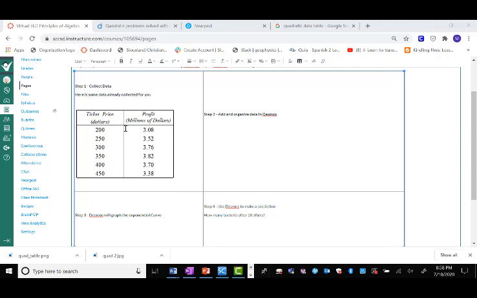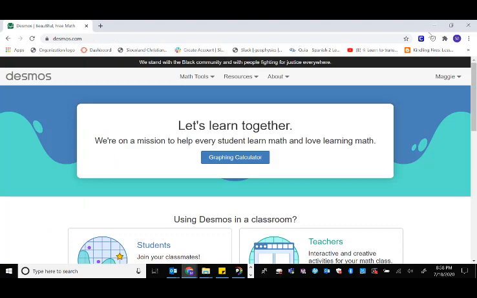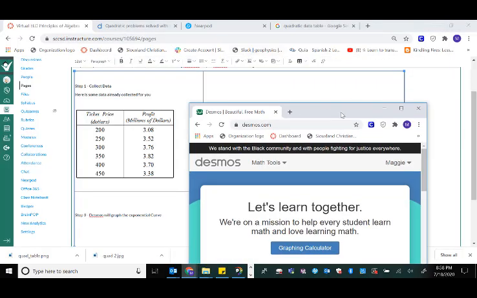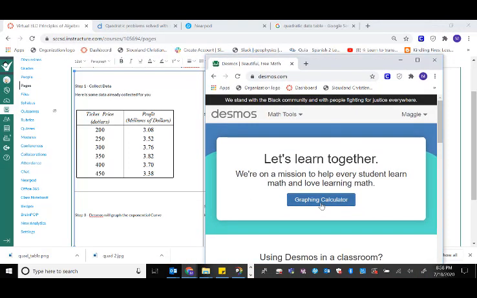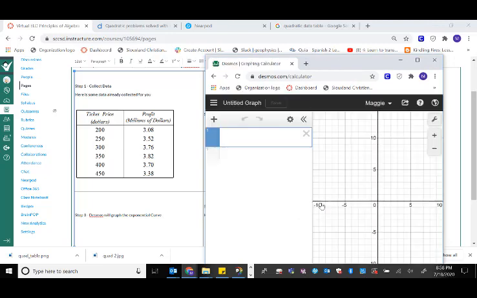Step 2. We have our first step. Step 2 is we're going to add it to Desmos. So I talked about this before, but it's really a good idea if you want to split your screen so that you can do this with me. So go ahead and hit pause, that way you can follow along.